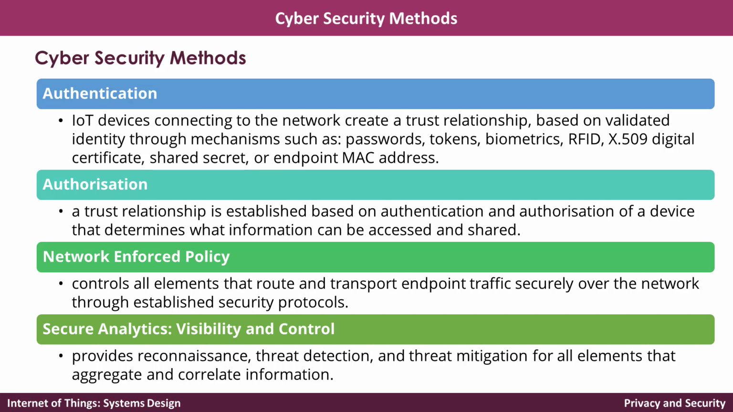Finally, you have the outer barrier, which is visibility and control, which provides reconnaissance, threat detection, and threat mitigation of all elements that aggregate and correlate information. For example, it will monitor the communication and see whether there is valid communication, or whether anything abnormal or any anomalies are happening. What are the data sent through the network?